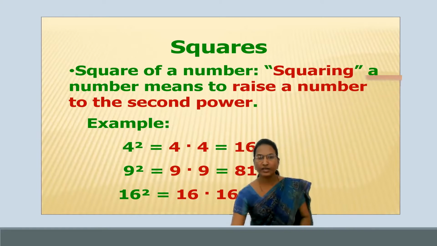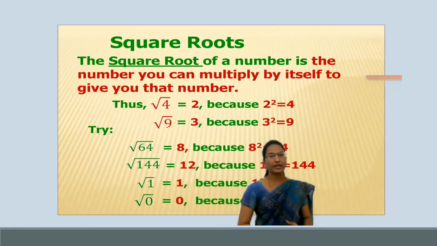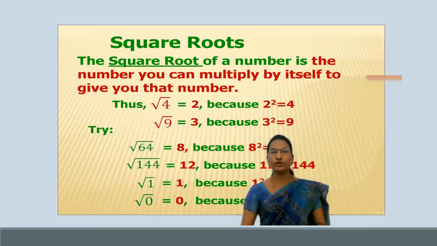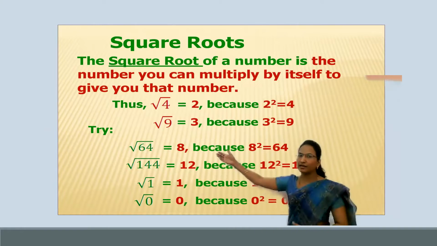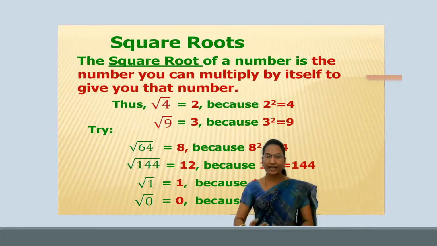Now, we will see what the square root is. The square root of a number is a number you can multiply by itself to give you that number. Suppose here the square root of 4. The square root has its symbol here, the square root of 4. Square root of 4 is 2. Square root of 9 is 3.